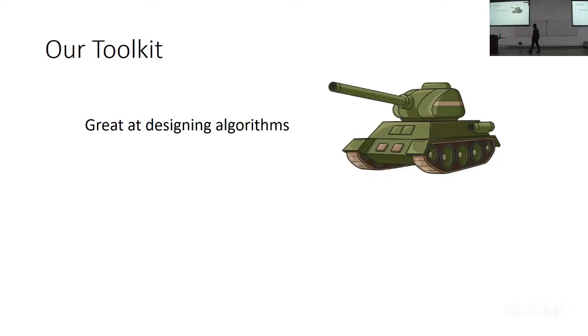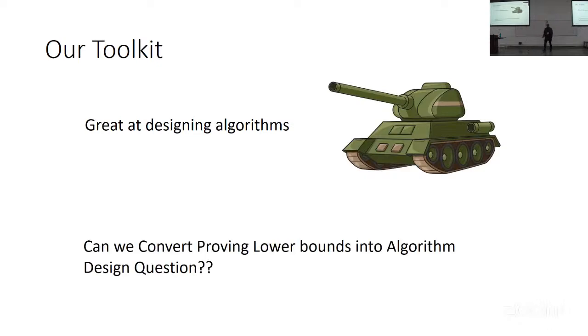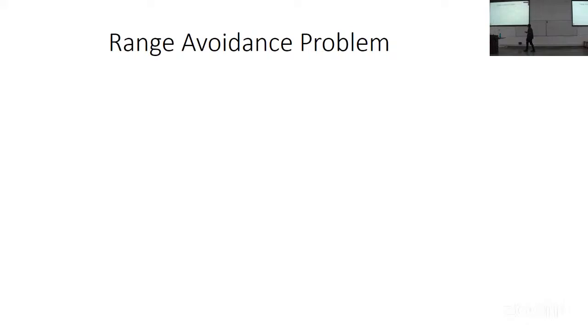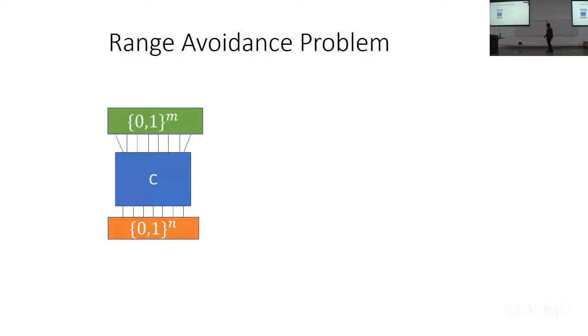So again, we're very good at designing algorithms, right? So can we convert proving lower bounds into an algorithm design question? Can we change the framing from trying to prove some lower bound into coming up with an algorithm for solving a problem? Okay, and that's this famous range avoidance problem. So here's the problem. I give you a circuit that has n input bits and m output bits, where m is bigger than n. So my output space is much bigger than my input space.